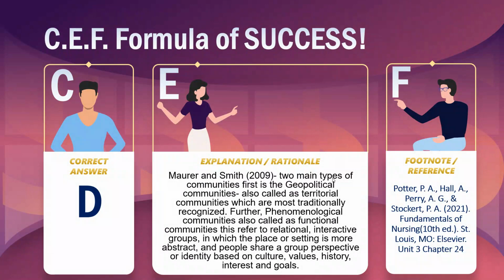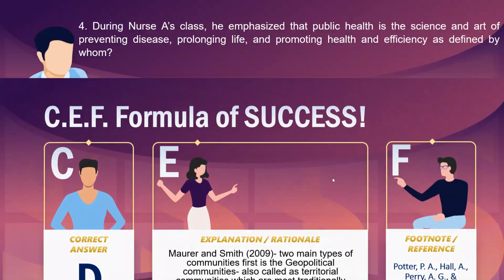Furthermore, we also have the second type of community, which is the phenomenological community, also called the functional community. This refers to relational, interactive groups in which the place or setting is more abstract and more people share a group perspective or identity based on culture, values, history, interest, and goals. That is letter D for number three.